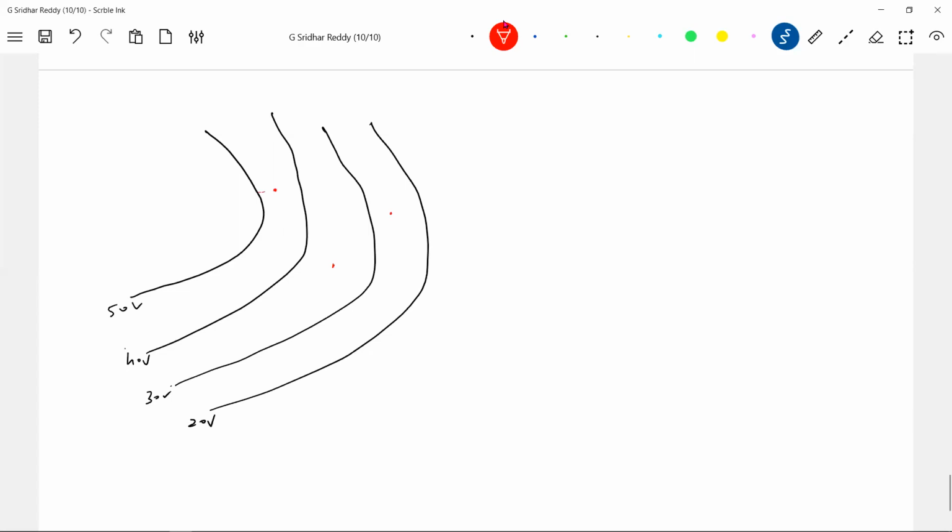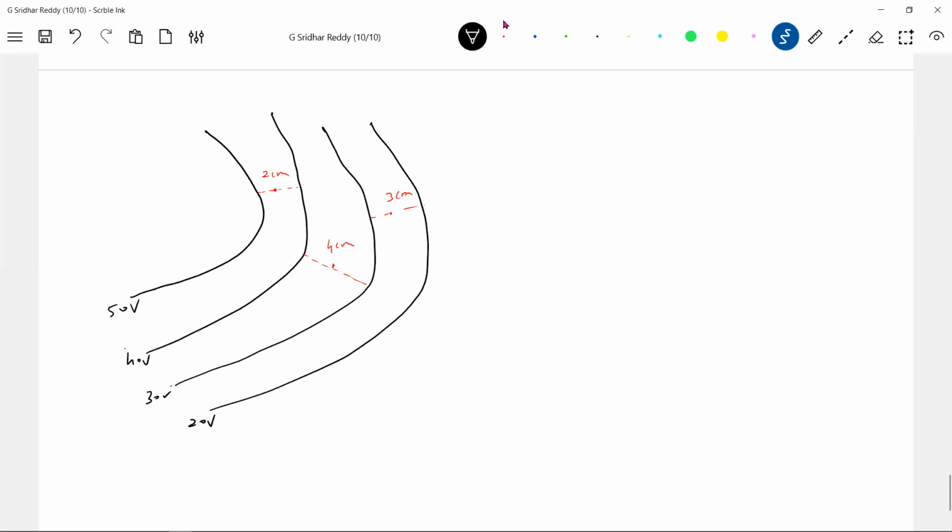The separation here is uniform, so this will be 2 centimeter. The separation here is 4 centimeter. The separation here is 3 centimeter. Now, can we say first about the electric field strength? Now, what are these lines? They are the equipotential surfaces.